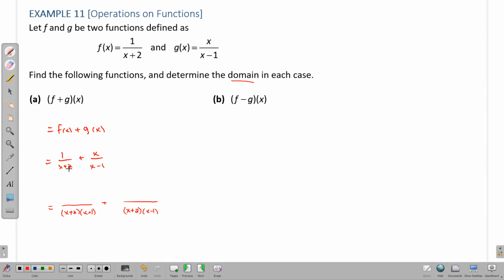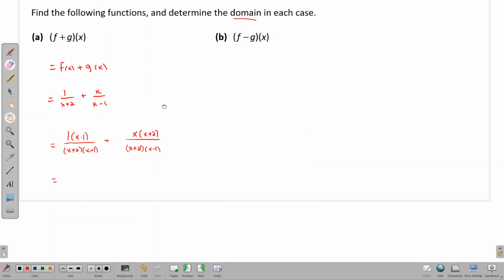So the first one is missing the x minus 1, so that needs to be in the top. It'd be 1, really it's technically 1 times x minus 1, so that these cancel and it would take you back to that. And then this one is missing the x plus 2. Right, the x plus 2's cancel, which takes you back to that. Okay, so now the denominators match, so we can go ahead and add the numerators.